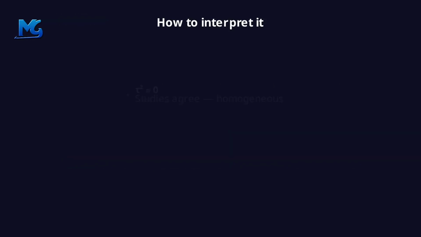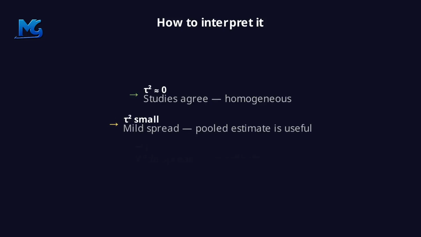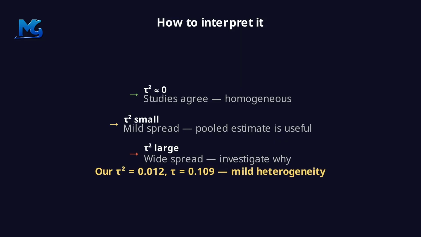How to interpret it? When tau squared is near 0, the studies basically agree. When it's small, there's mild spread, but the pooled estimate is still useful. When it's large, the studies are telling very different stories, and you need to figure out why. Ours is 0.012. That's mild heterogeneity. The pooled estimate is still meaningful.